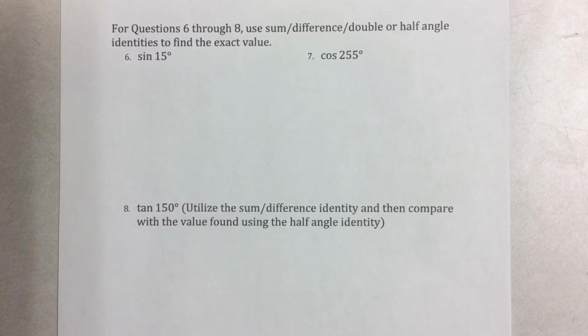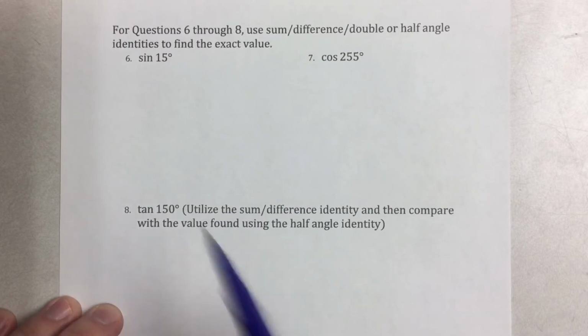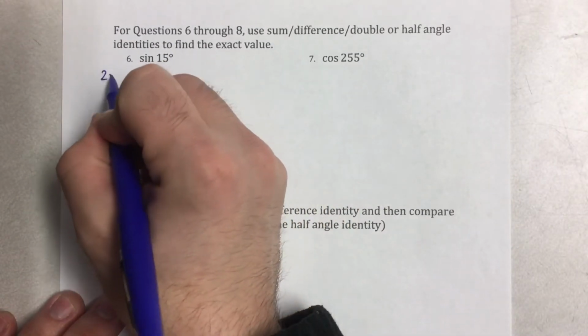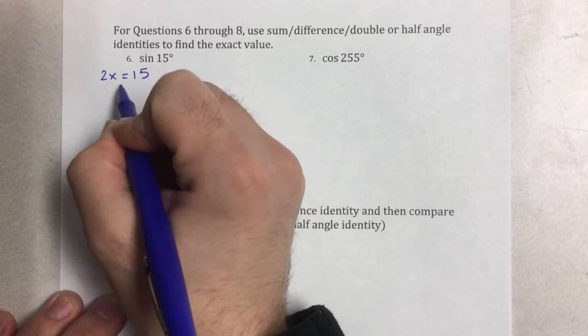So really, if we can see a problem as a double angle or as a sum or difference, that is ideal. But for example, sine of 15, I could see that as a difference of 60 and 45. But I'm going to just display how you can use a half angle formula for it. Okay, so 15 degrees. I'm going to figure out, am I using a half or a double? So it's like 2x equals 15. Divide by 2.